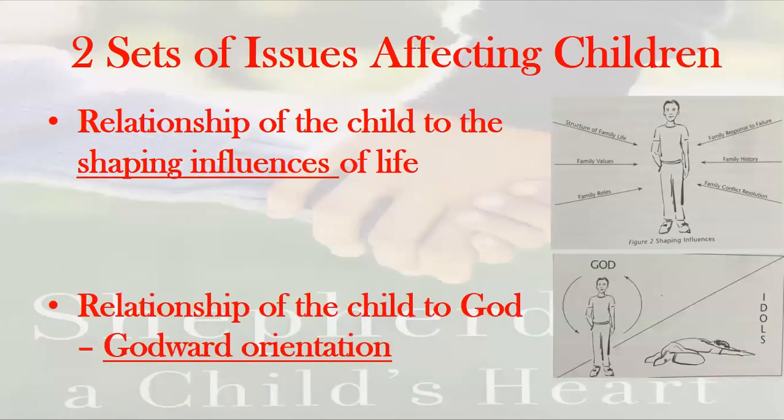The other set of issues is around the relationship of the child to God. That's the Godward orientation of the child. From the time a child is born, he or she has a certain understanding of God. We're all born with that. All humans are born with that. And how you shape or mold that orientation ultimately determines how they respond to the shaping influences. So if I go back to that example, while that child was taught to do all the right things, the fact is that her heart was not with God.